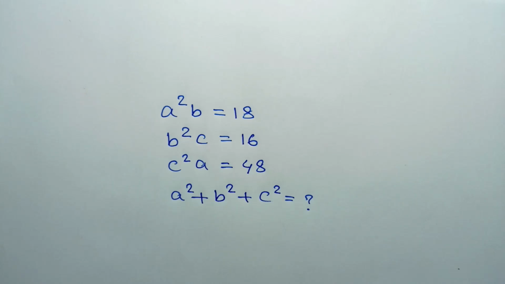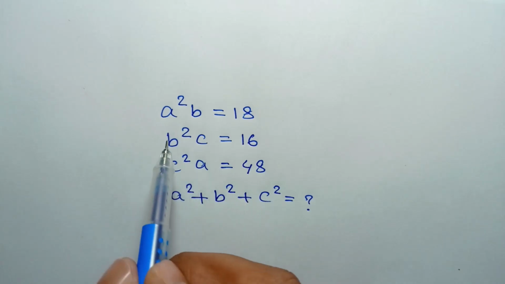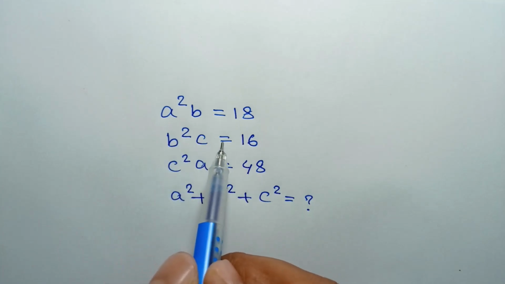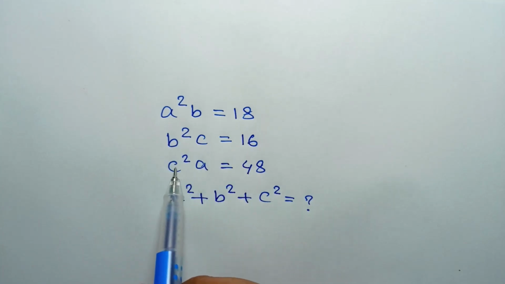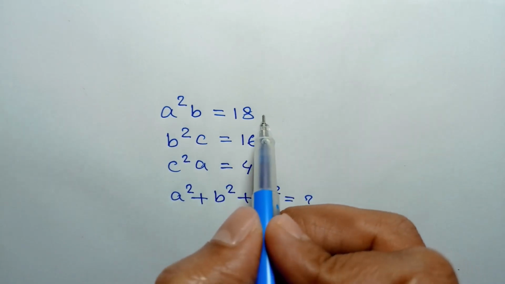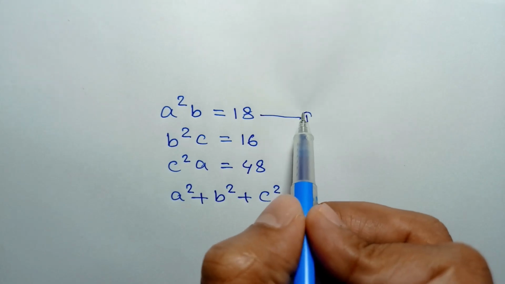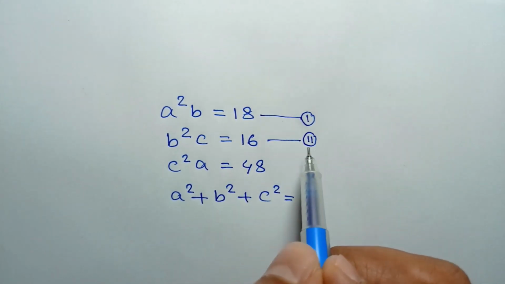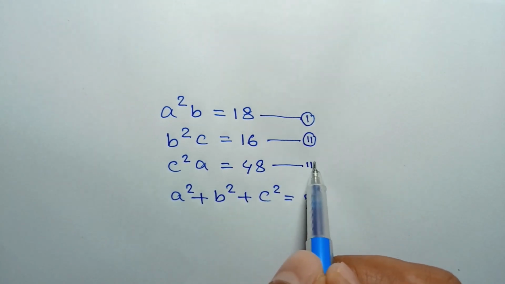Hi everyone, in this video I am going to show how to find the value of a square plus b square plus c square, where a square b is equal to 18, b square c is equal to 16 and c square a is equal to 48. Let's call it as equation number 1, it as equation number 2 and it as equation number 3.